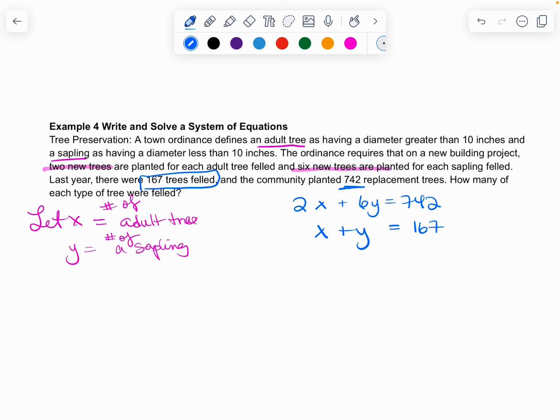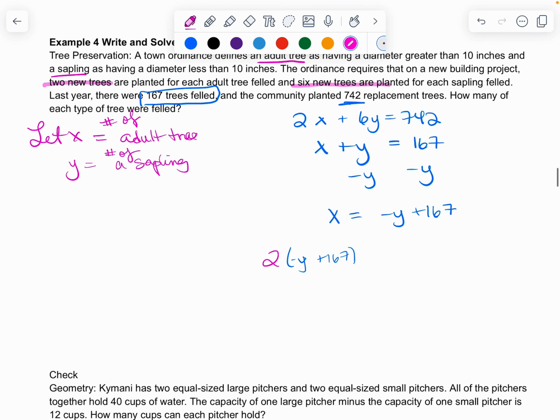Now, when we do this, or I want to say solve this, you could either pick the x or the y. It doesn't matter. I'm just going to pick the x. It doesn't matter which one you plug it in for. So x is going to equal negative y plus 167. Why did I pick that? I don't know. So I'm going to plug that back into the first equation. So 2, and I'm going to replace x with negative y plus 167. Sorry, I don't know why all of a sudden the writing changed. And then we're going to add 6y equals 742.